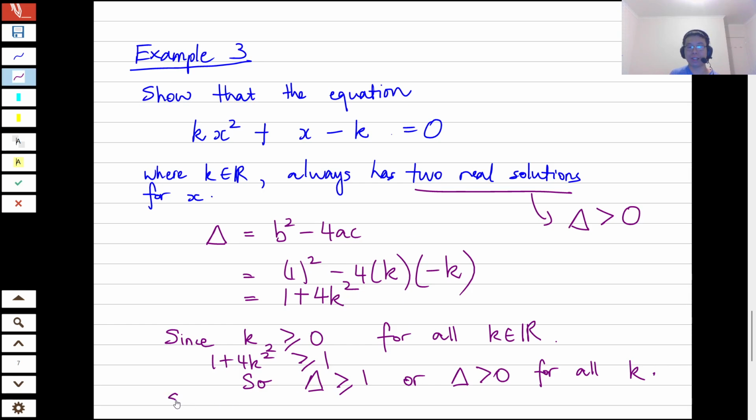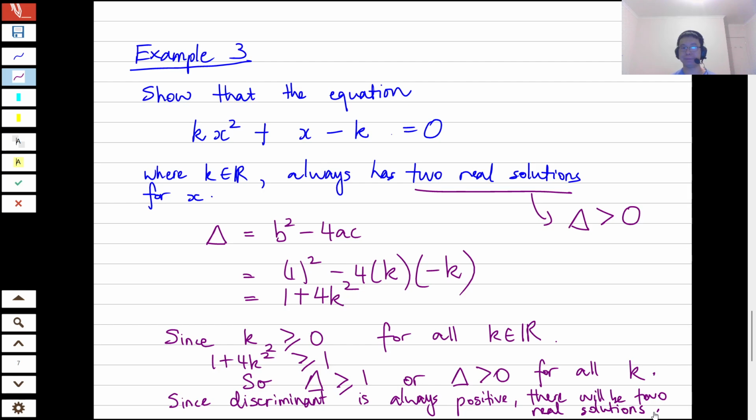So since the discriminant is always positive, there will be two real solutions. This is the level of reasoning you would be expected to demonstrate in Exam 1. So with no notes and no calculator.